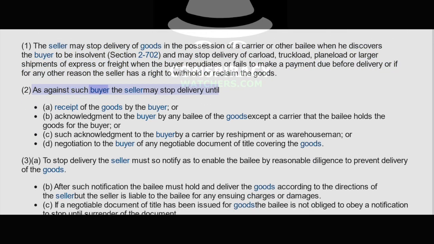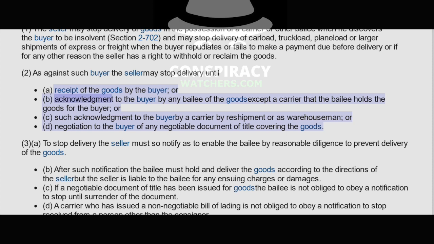As against such buyer, the seller may stop delivery until receipt of the goods by the buyer, or acknowledgement to the buyer by any bailee of the goods, except a carrier, that the bailee holds the goods for the buyer, or such acknowledgement to the buyer by a carrier by reshipment or as warehouseman, or negotiation to the buyer of any negotiable document of title covering the goods.